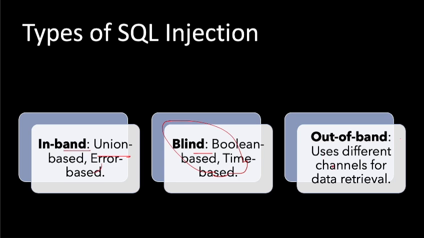And then finally, out-of-band SQL injection. Out-of-band SQL injection uses external channels to gather data. These are the three different types of SQL injection.